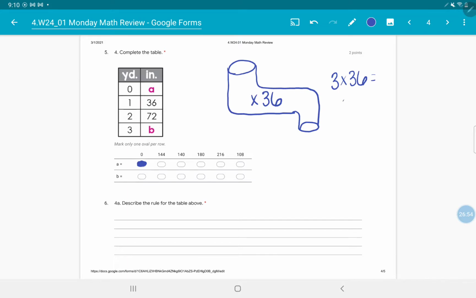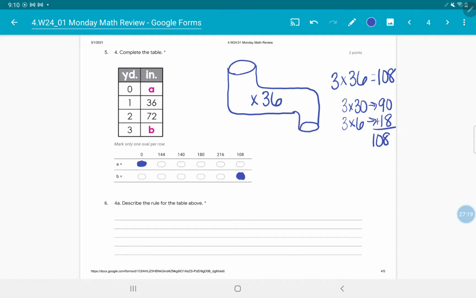3 times 30 gets me 90. 3 times 6 gets me 18. And if I put those two together, that is 108. That's surprising we got that right. Good. B equals 108. So for the next question, then it says to describe the rule.